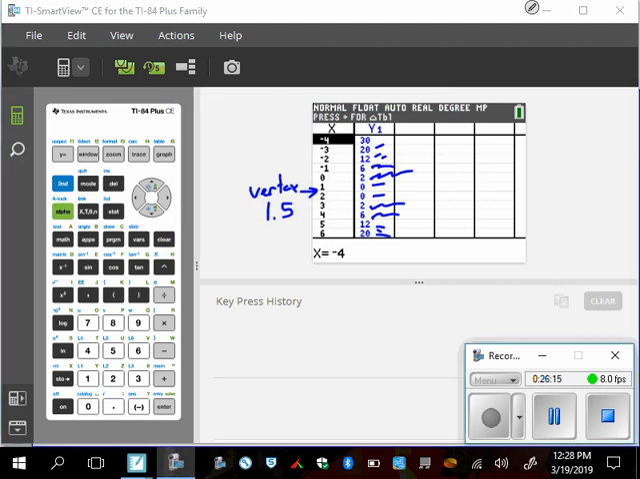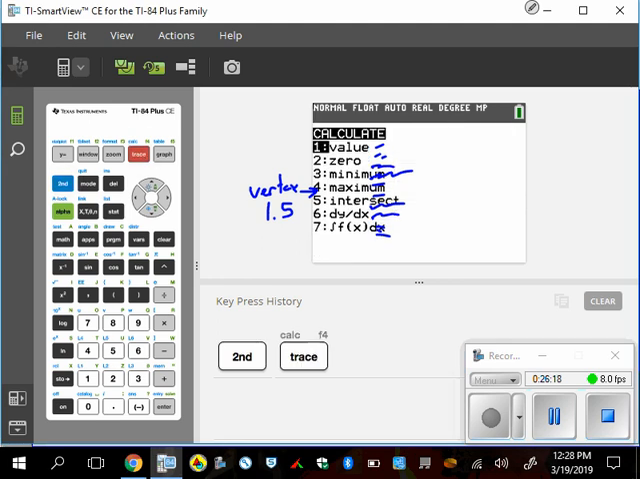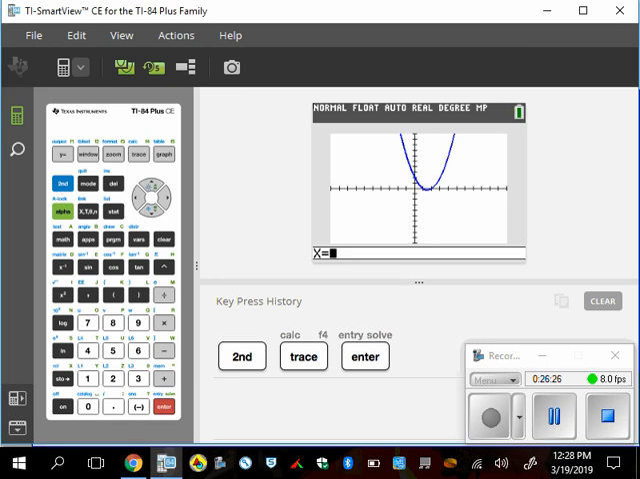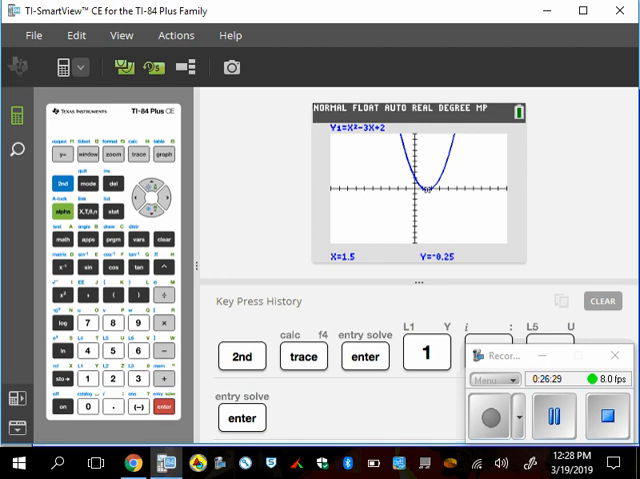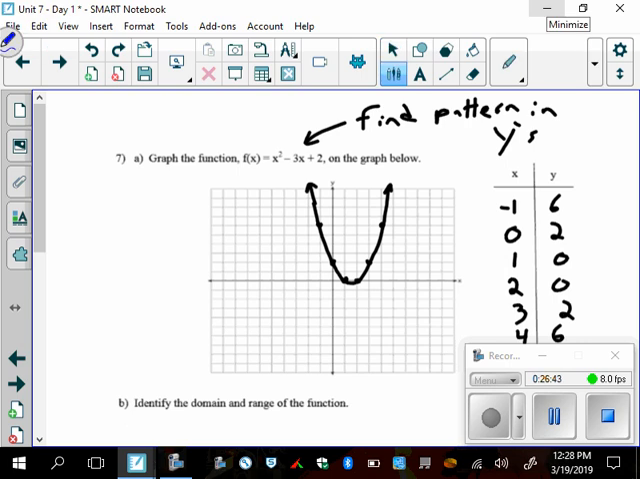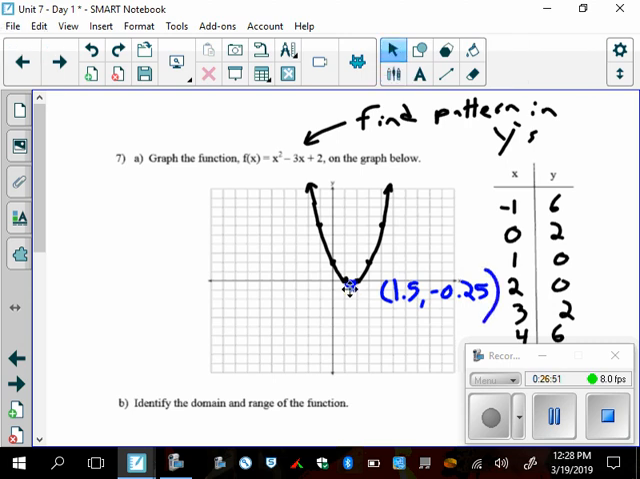So if you want to follow my keystrokes, I go second trace for calculate. First choice is zero or value. And at the bottom, you'll see a blinking x equals. If I put 1.5 there, it'll give me the y-coordinate of the vertex. So the table gives me all the values as whole numbers for x's. That doesn't mean it has to find the vertex. So for us, we now know that the vertex is 1.5, negative 0.25. And that'll help me figure out the rest of the problem. So pause the video, see if you can answer some of these questions.